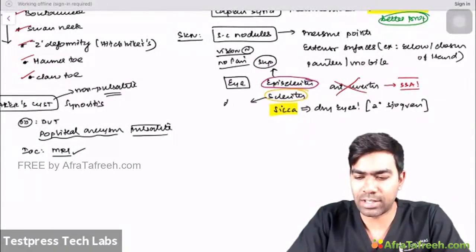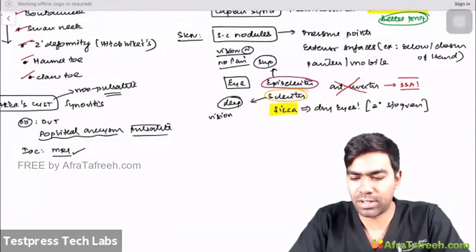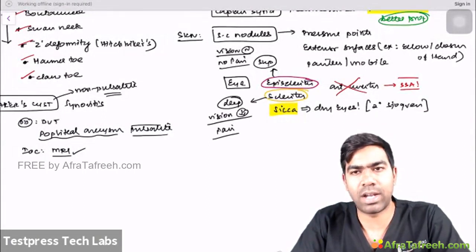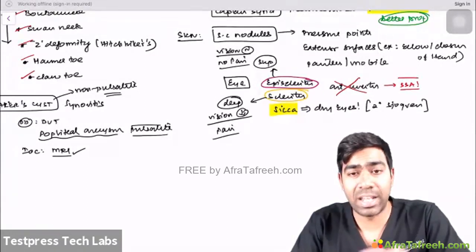And as far as scleritis is concerned, it's deeper. Vision may be affected in this setting, and they may be associated with pain, and there may also be more redness. And with topical phenylephrine, the vessels will not blanch because it is deeper in nature.